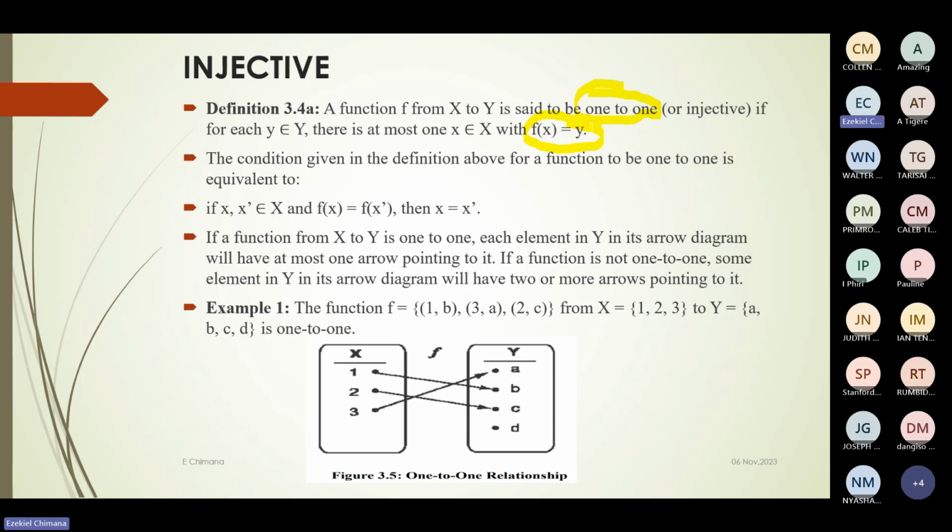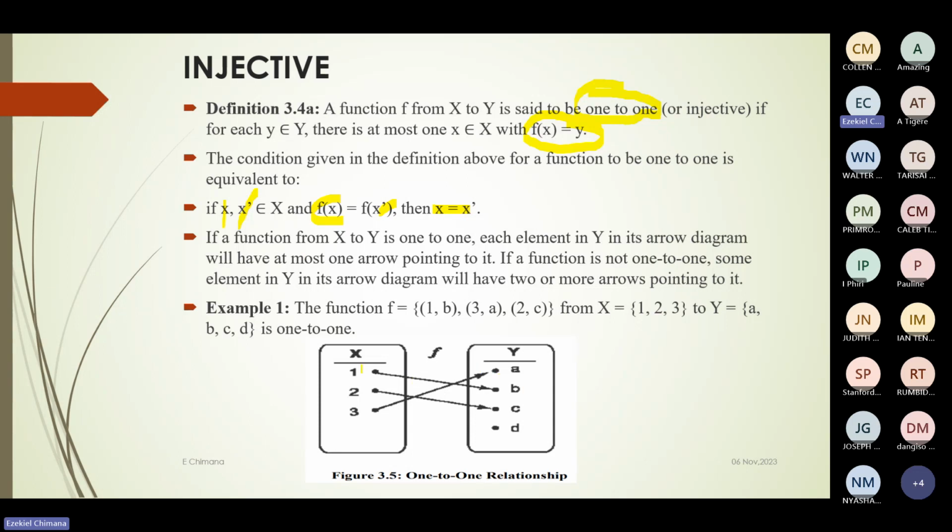Also here we are saying that the condition given in the definition above for a function to be 1-to-1 is equivalent to: if x and x prime are elements of X, then f of x equal to f of x prime implies that x is equal to x prime. So if you are given something like x and y as elements of our X, it means that if f of x is equal to f of y, then x is equal to y, something like that.